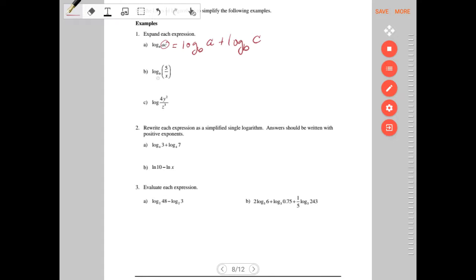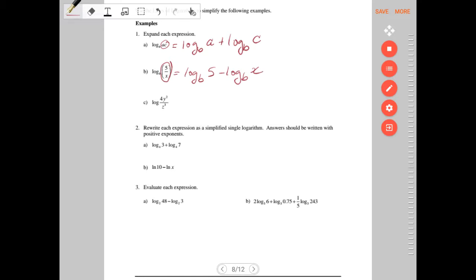Looking at the next one, log base b of 5 over x. This is a quotient because it's division, so we're going to use our log law of subtraction. That becomes log base b of 5 minus log base b of x.